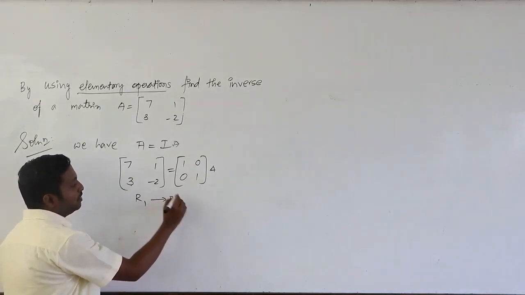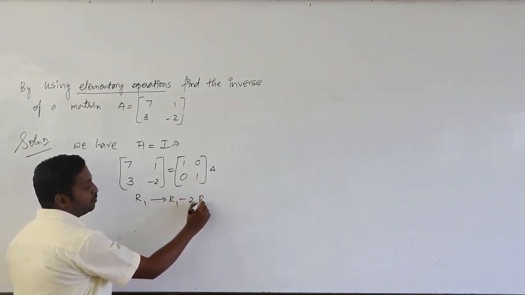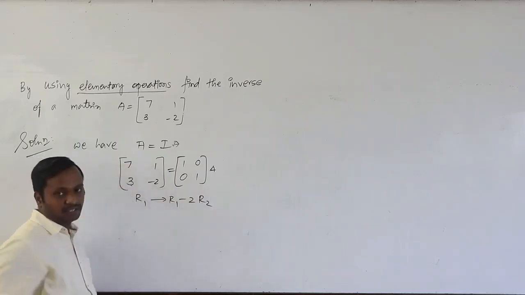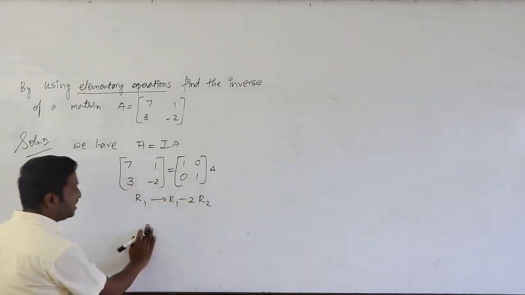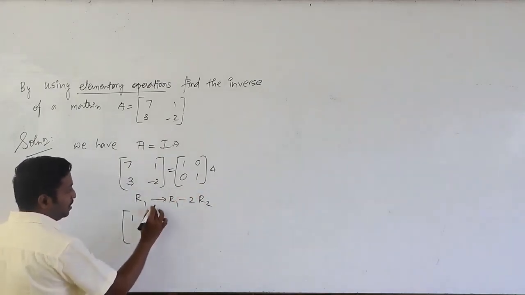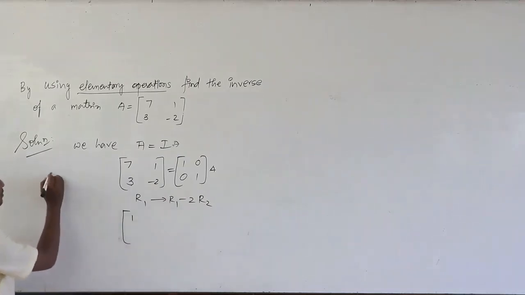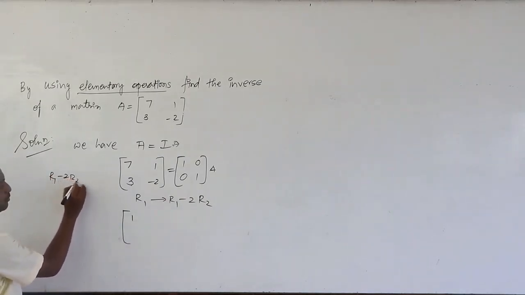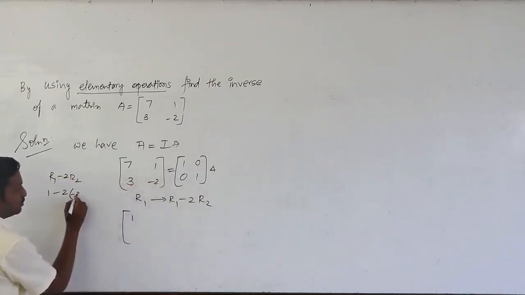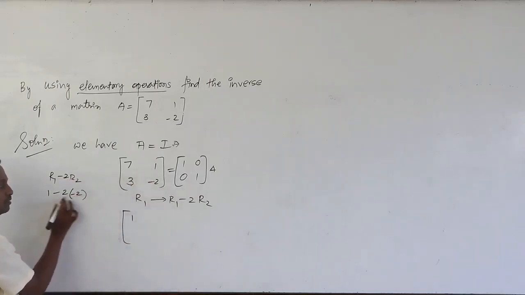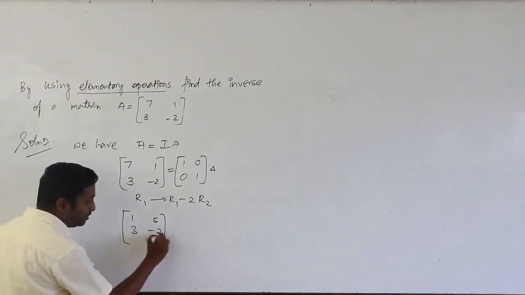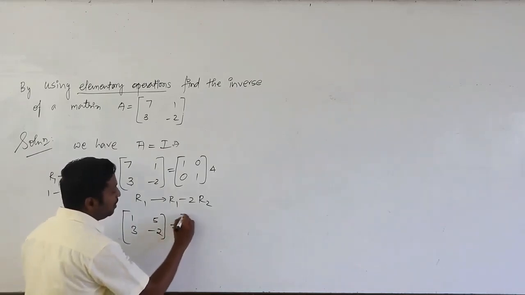R1 replaced with R1 minus 2 into R2. 2 into 3, 6. Subtract it. 7 minus 6, 1. That is the idea. The remaining we have to calculate. This is 1. R1 minus 2 R2. Just observe. R1 minus 2 R2. R1 is 1, minus 2 R2 below that, minus 2. So this is becoming what? 5. Be careful. R2 not changed. Keep as it is. Here R1 changed.